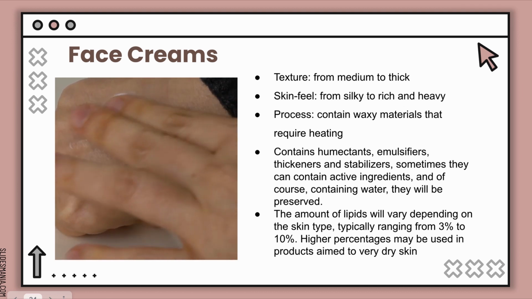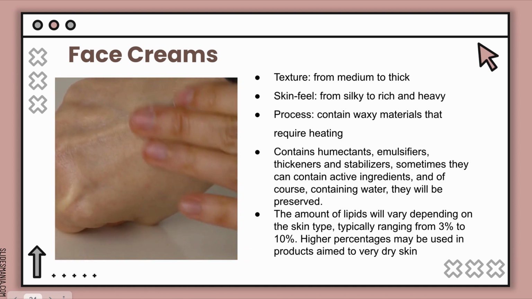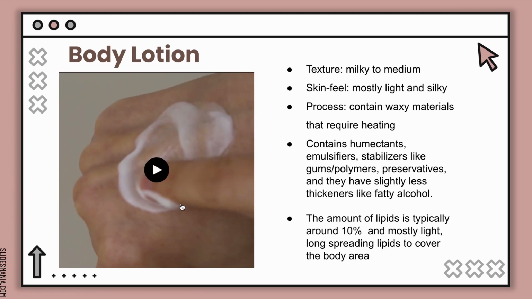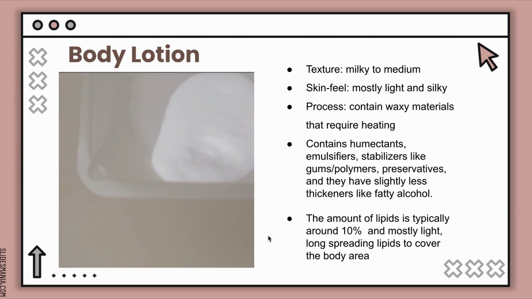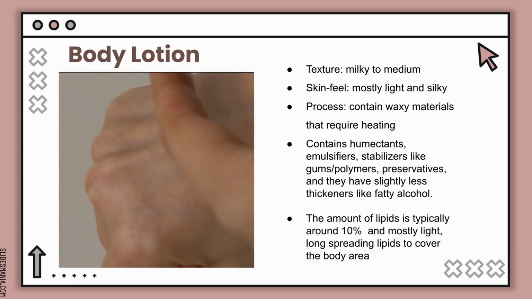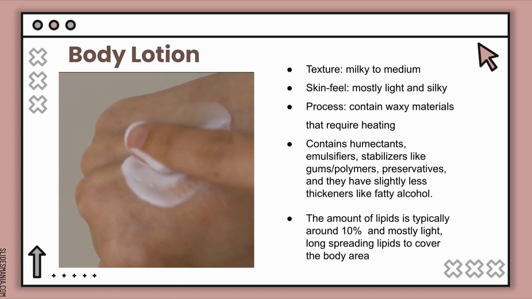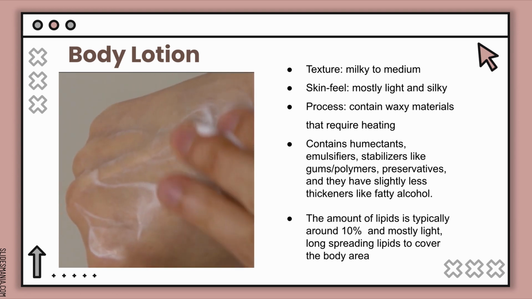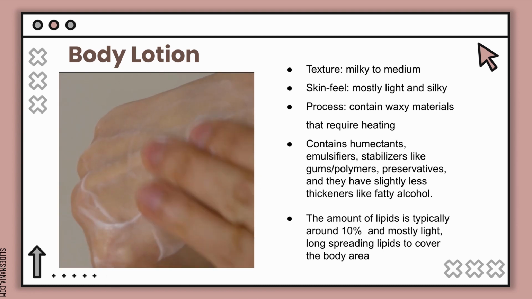The amount of lipids will vary depending on the skin type, and typically it's between 3 and 10%, but a higher percentage may be used for very dry skin. Body lotions range from milky to medium, and the skin feel is mostly light and silky. They still contain waxy materials, so they also traditionally require heating. They also contain water, humectants, emollients, emulsifiers, stabilizers, preservatives, and they have slightly less thickeners. The lipids are usually around 10%, but most importantly they are light and long spreading to cover the body area.